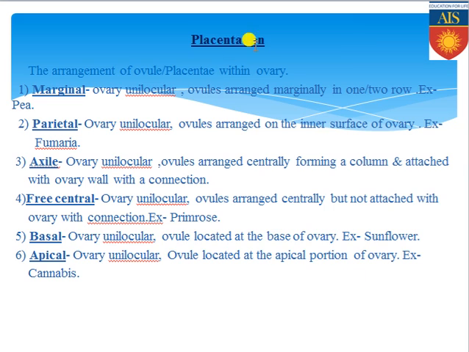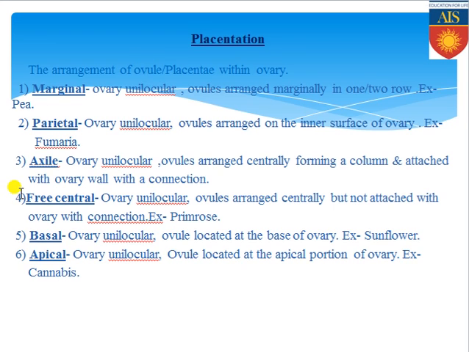So overall these are the types of placentation, based on where the ovules are present. If it is present along the margin, along the inner wall of the ovary, it is parietal. If it is present along the central axis and the central axis is connected with the ovary wall by some bridges, then it is axile. If the ovules are connected with a centrally located column and the column is not connected with the wall, then it is free central. If it is present at the base of the ovary, then it is basal. And if the ovules are connected with the apical portion of the ovary, then it is known as apical. So these are all the types of placentation.